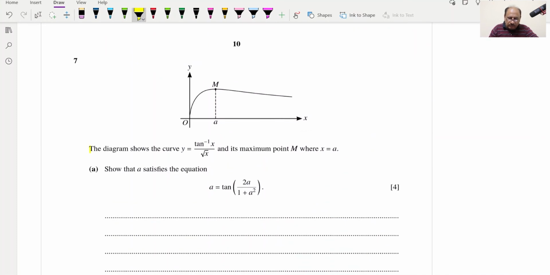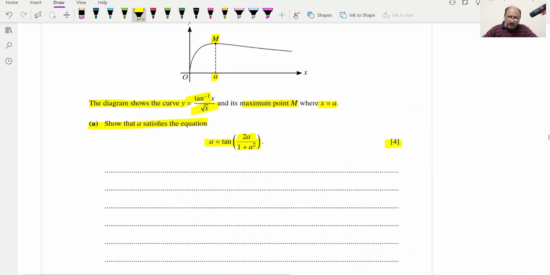Now question number 7. Question 7 diagram is provided. Diagram shows this curve y is equal to this one, and its maximum point m. This is maximum point where x is equal to a. Show that a satisfies the equation, this one, 4 mark question, and why this given equation we will utilize. This is the given equation, and we will find derivative, and for the maximum point we will take derivative and put equal to 0. Equation is this one. We will find the derivative, and the gradient at this point will be 0.